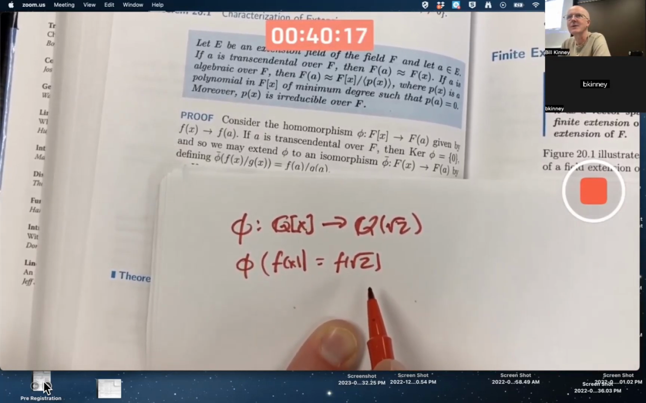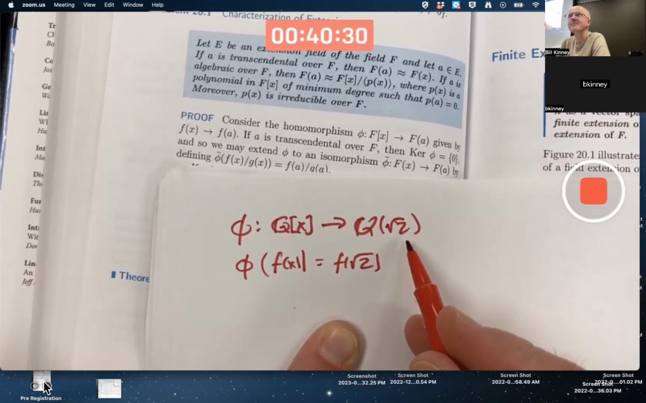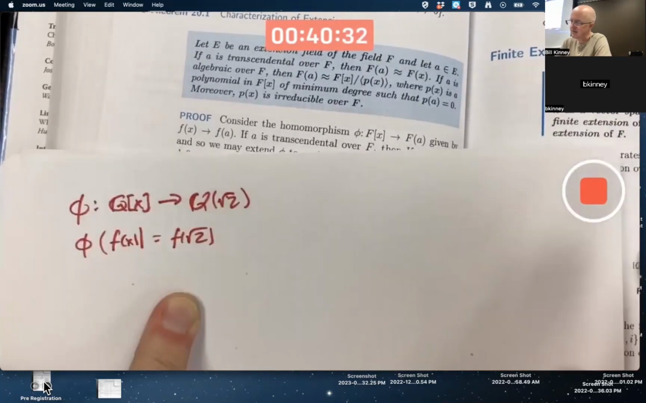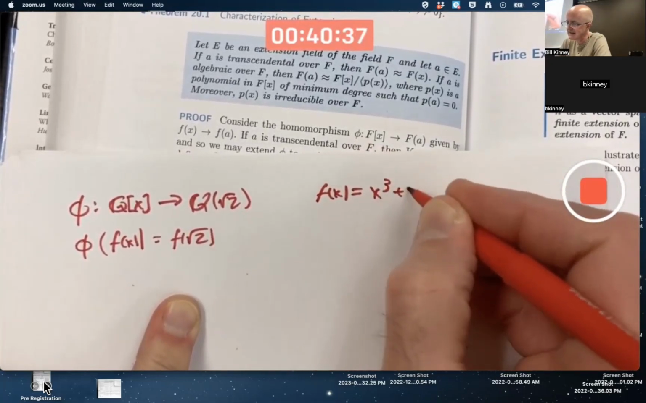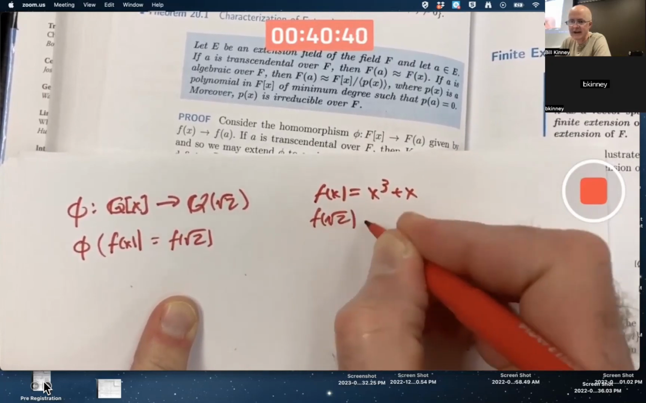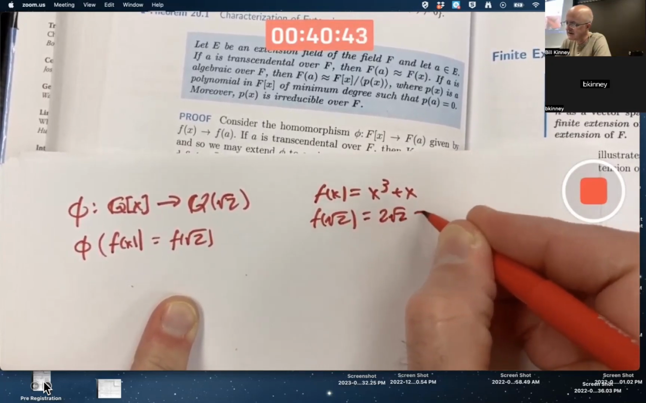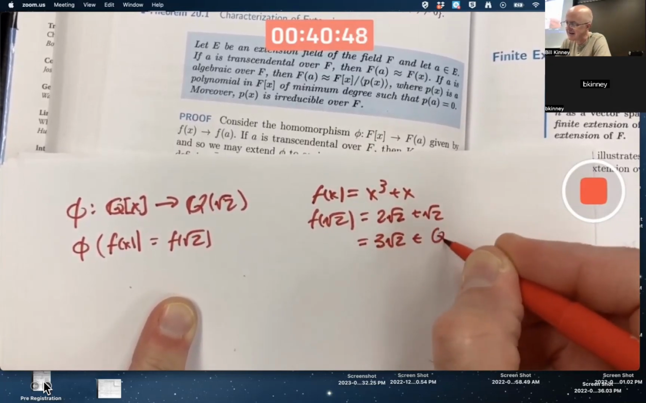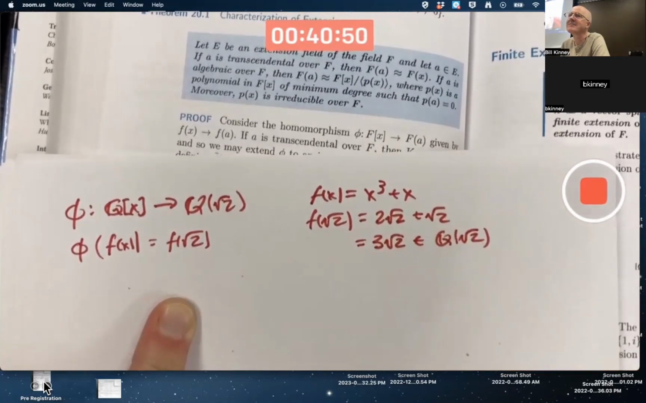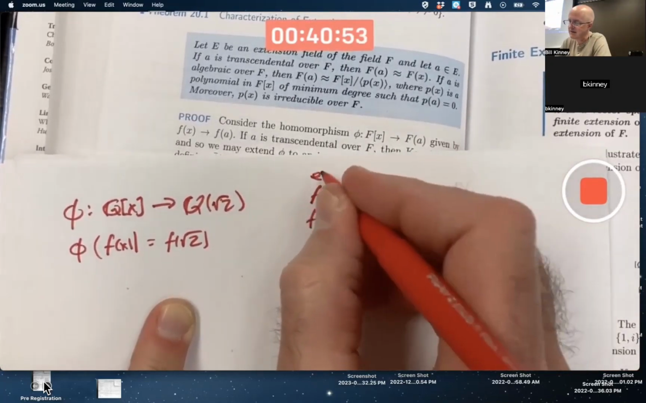That's okay. You know how to do that. You can take a polynomial with integer or rational coefficients and plug a number like square root of 2 in place of X. You could plug a number like pi in place of X. But the result will be in this field. As an example, if f of x is something simple like x cubed plus x, and you plug square root of 2 in there, you're going to get 2 square root of 2 plus square root of 2, which is 3 square root of 2, which is an element of this. Just an example here.